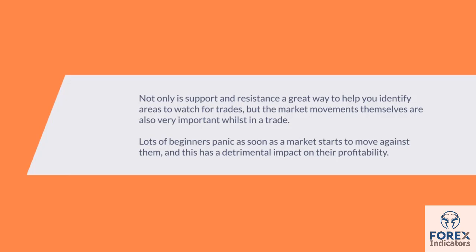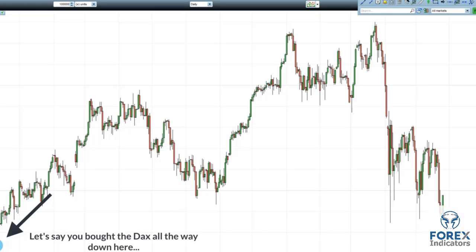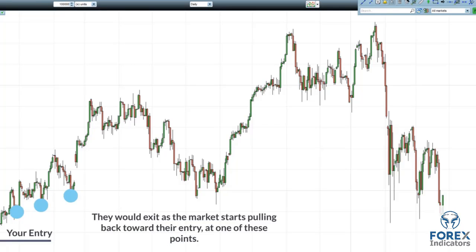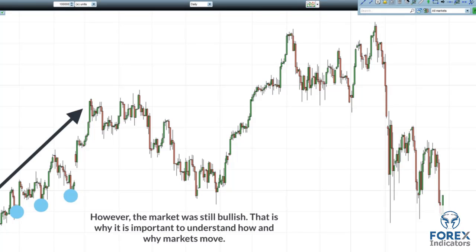Lots of beginners panic as soon as a market starts to move against them, and this has a detrimental impact on their profitability. Let's say you bought the DAX all the way down here. It is easy to then panic when the market begins to stall and move against you. Lots of beginners would then exit their trade. They would exit as the market starts pulling back toward their entry at one of these points. However, the market was still bullish.